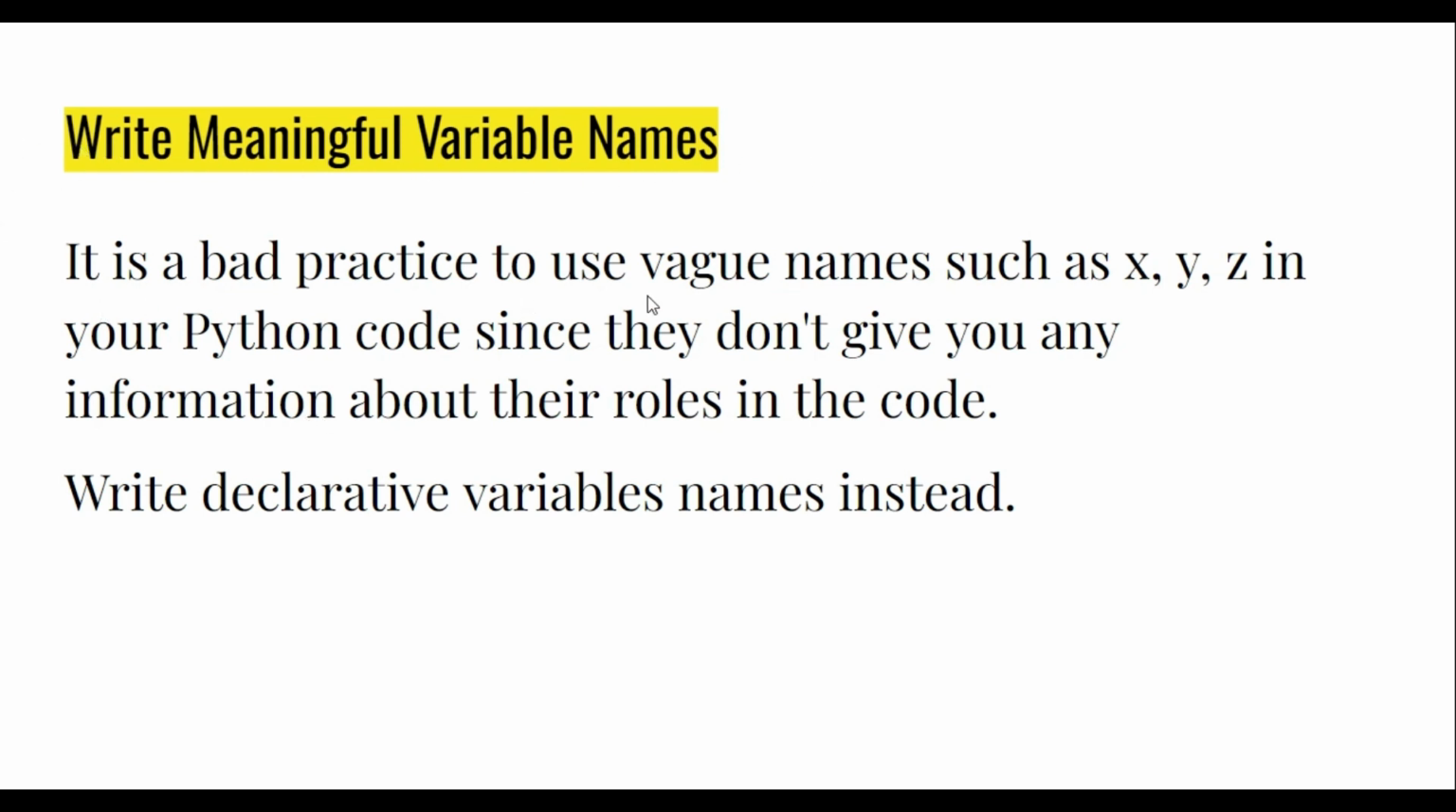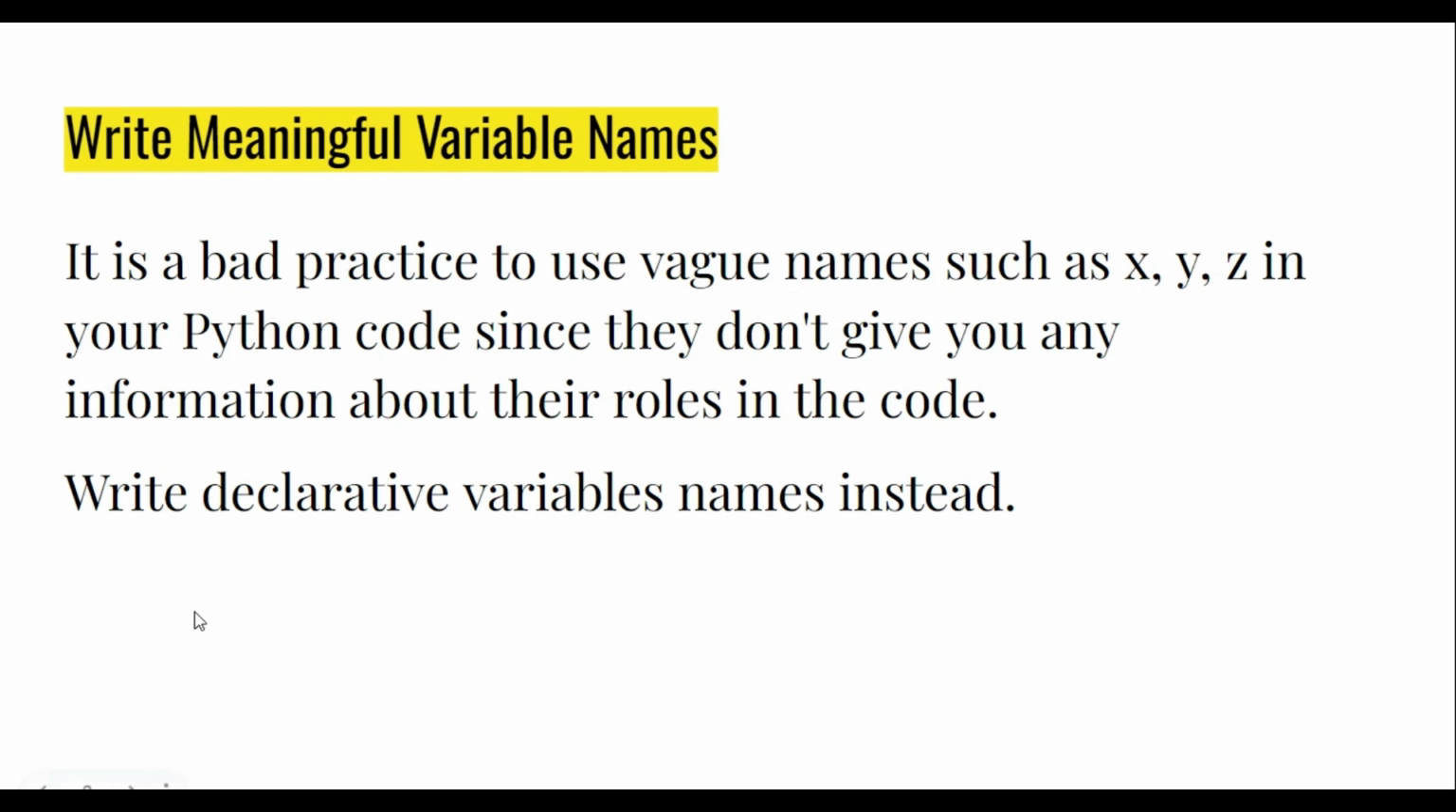It is a bad practice to give vague variable names such as x, y, z in your Python code, since they don't give you any information about their roles in the code. These are vague variable names, because the names you are giving x, y, and z are not telling their role.